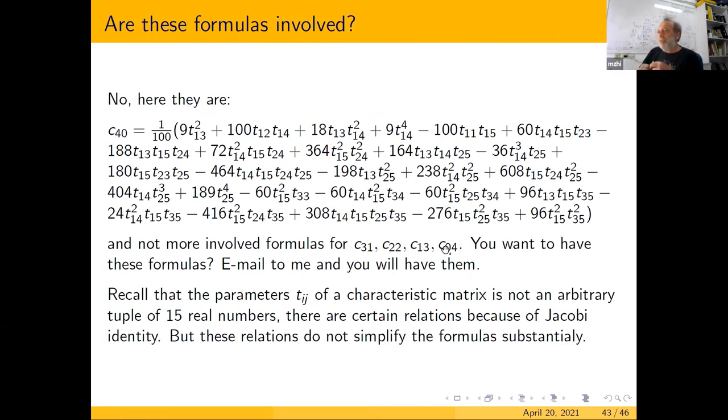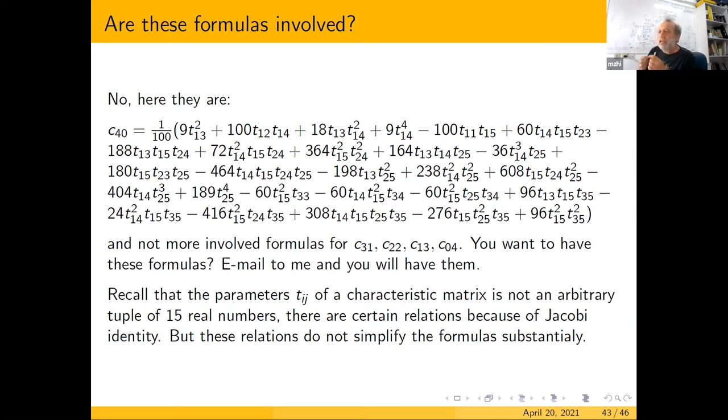here is this formula just for C40. This is the final formula for C40, and you have a formula not more involved, but not less involved, for the other coefficients of the Cartan tensor. If somebody needs it, these formulas were also checked and tested for years. I will at least send it to you if you ask.